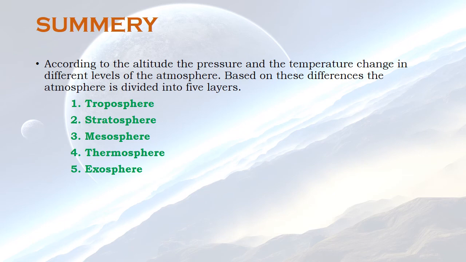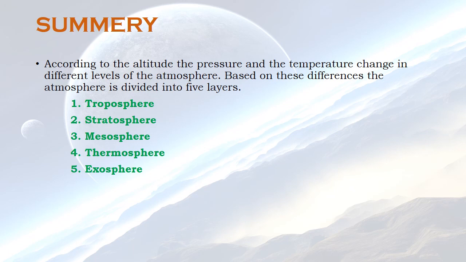Okay, summary. According to the altitude, the pressure and the temperature changes in the different levels of atmosphere. So we classify atmosphere into 5 layers: troposphere, stratosphere, mesosphere, thermosphere and exosphere. Troposphere is the lowest layer of our atmosphere. Humans live in the troposphere and nearly all weather occurs in this troposphere, and it contains a high amount of water vapor.